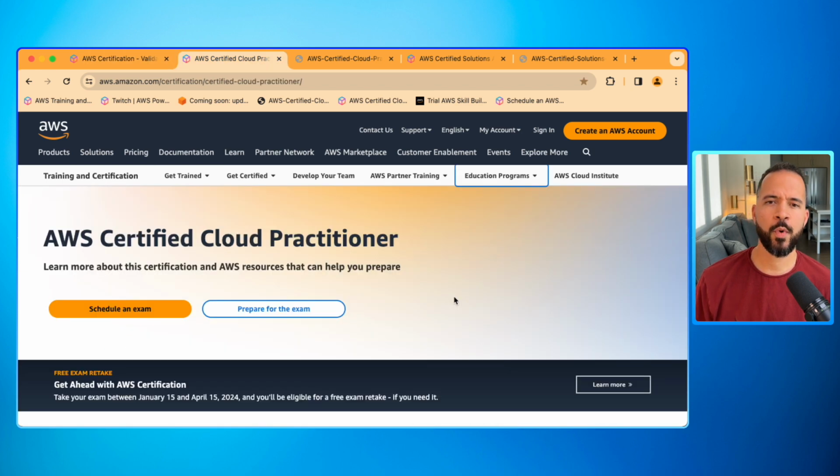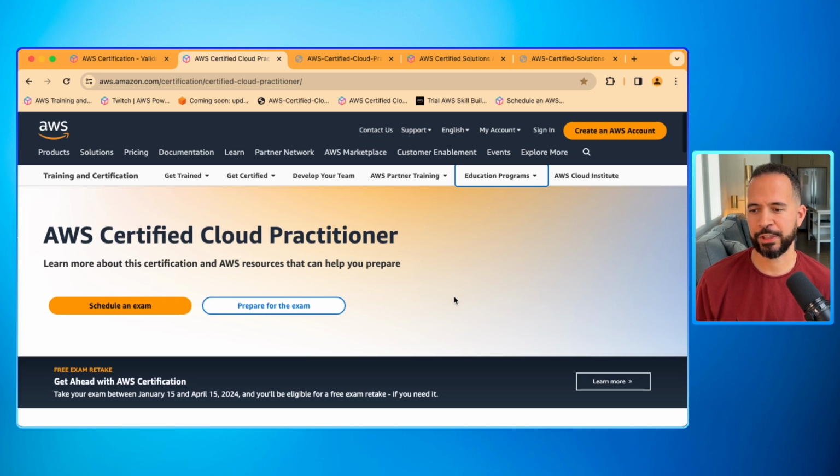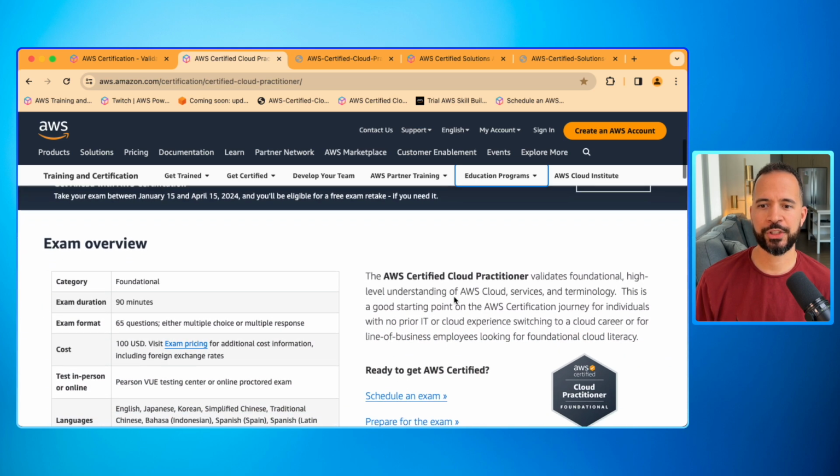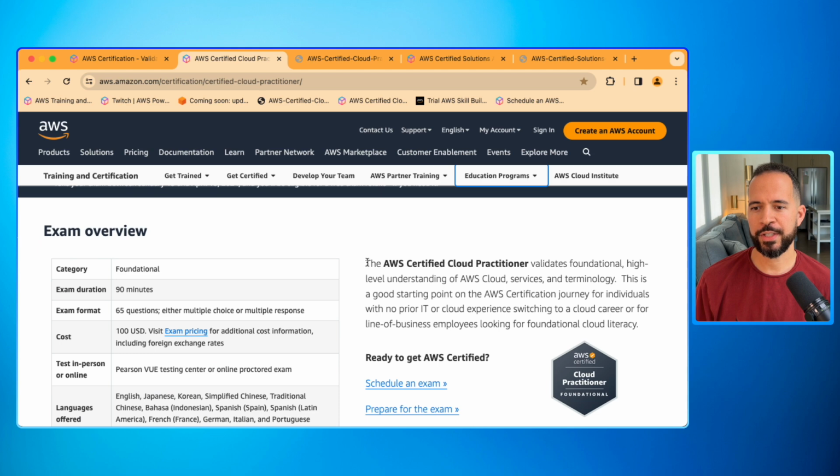Let's look a little bit more in depth on the Cloud Practitioner to see who this certification's for. This is the AWS Certified Cloud Practitioner landing page. It has really great information on this cert. I want to call your attention to who this certification is for. So this Cloud Practitioner certification is going to validate foundational, high-level understanding of AWS cloud, services, and terminology.